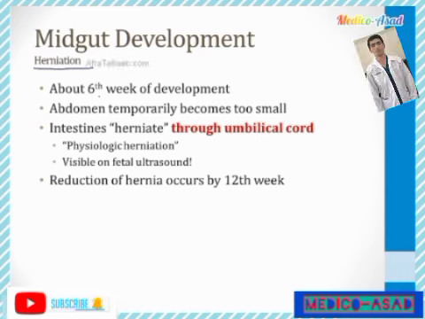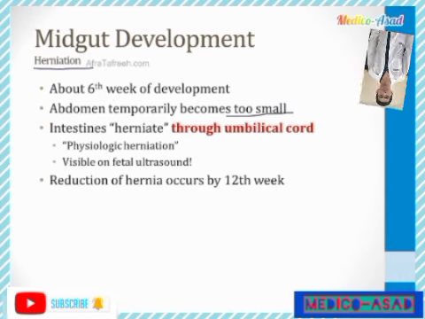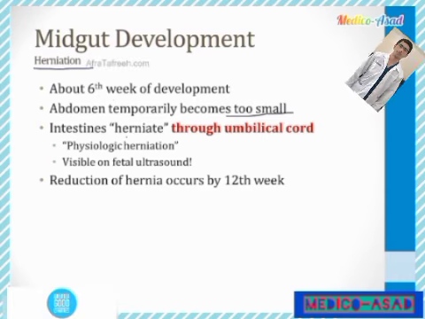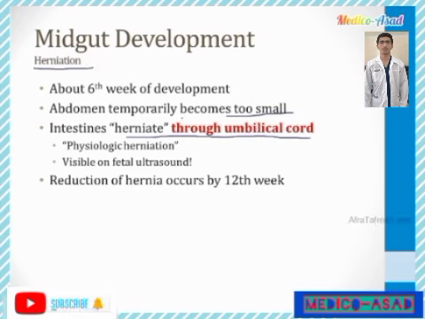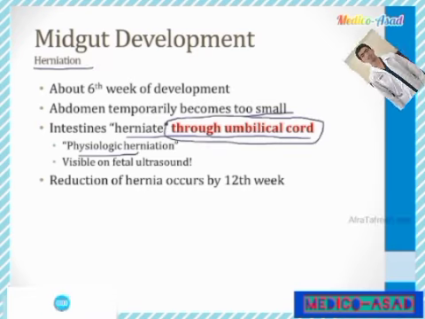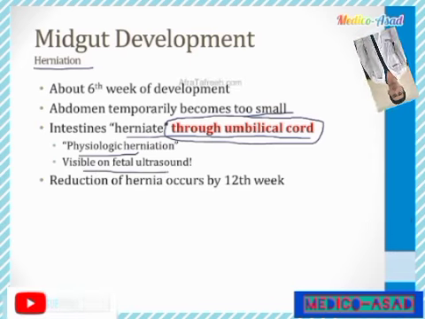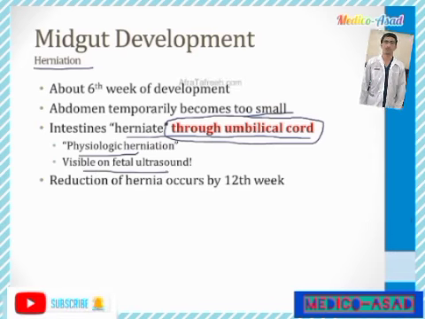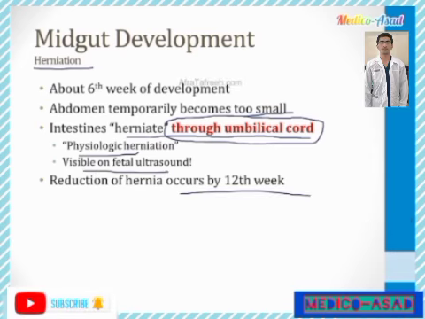About the 6th week of development, the abdomen temporarily becomes too small, so the midgut herniates through the umbilical cord. And I've bolded the words through the umbilical cord because that will be important later. This is called physiologic herniation, and you can see it on fetal ultrasound, and the hernia will reduce and the contents will go back into the abdomen by about the 12th week.